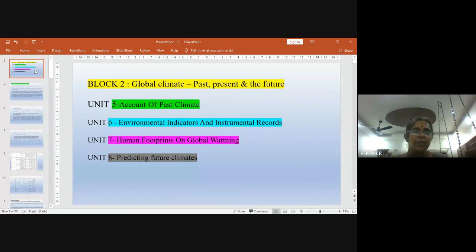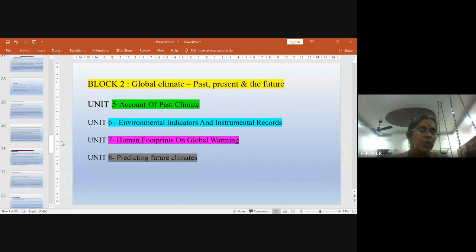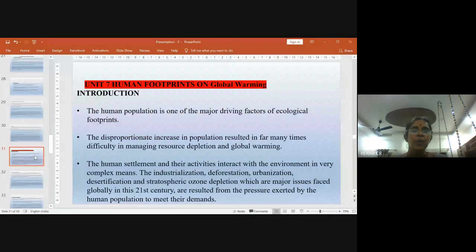And the seventh unit, that is the third unit of block 2, is human footprints on global warming. So the seventh unit deals with the human footprints on global warming. The human population is one of the major driving factors of ecological footprints. The disproportionate increase in population has resulted in difficulty in managing resource depletion and global warming. The human settlement and their activities interact with the environment in a very complex way.